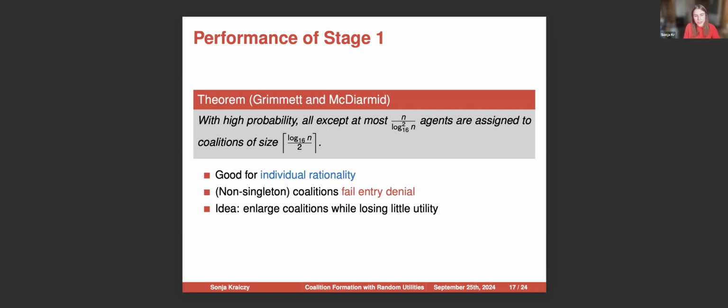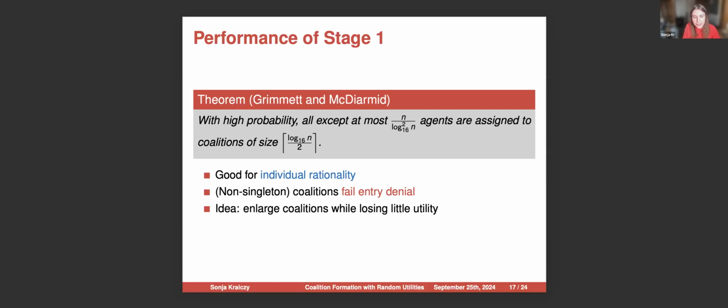And so what is nice is that we have these good quality coalitions now. So individual rationality is satisfied. And also, obviously, exit denial is satisfied for agents in those coalitions because everyone likes each other. So it's actually quite strong exit denial. But unfortunately, we fail entry denial. So the coalitions are too small.